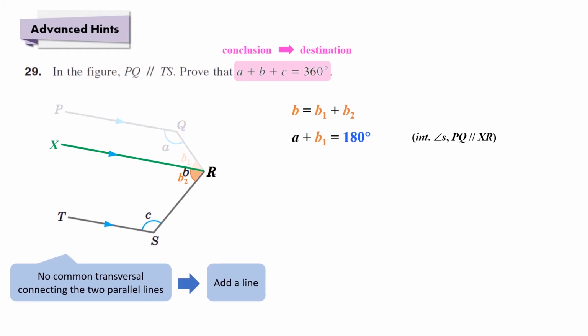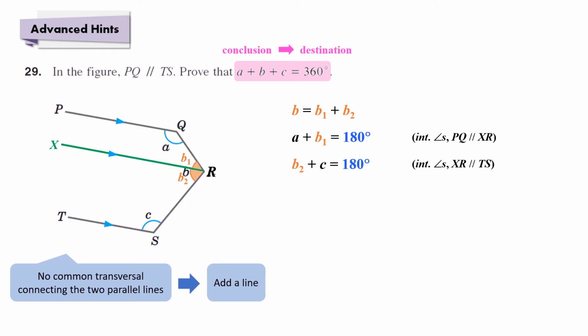Similarly, for the lower part, we see that XR and TS are parallel. So we have B2 plus C equals 180 degrees. The corresponding reason is also interior angles, but this time, XR parallels TS instead.